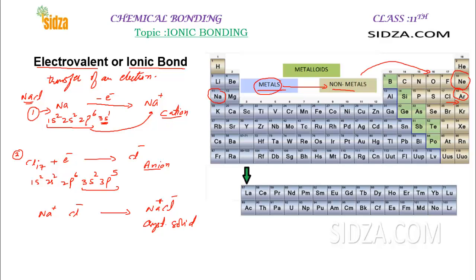Right, so that means the two conditions are that we should have an element with a low ionization energy. The second one is that the other element should have a high tendency to gain the electron. It should have a high electron affinity actually, correct?